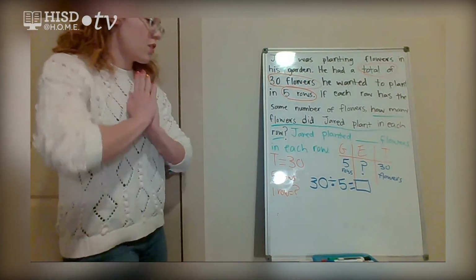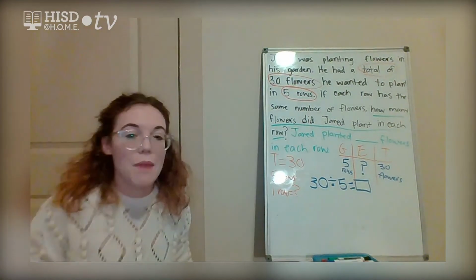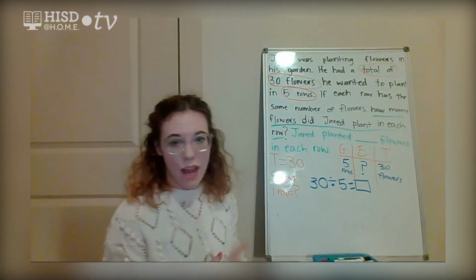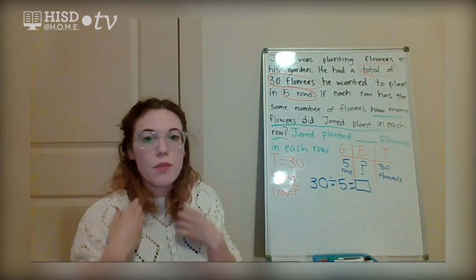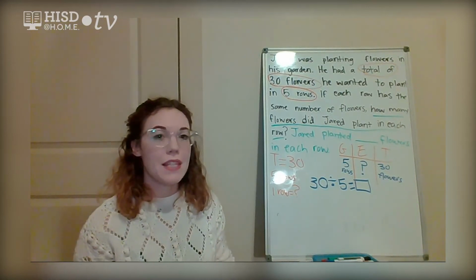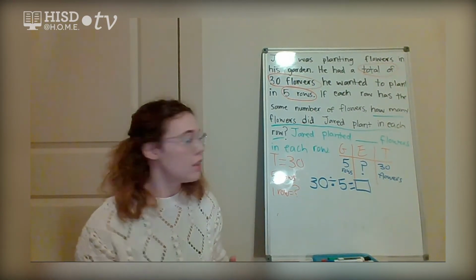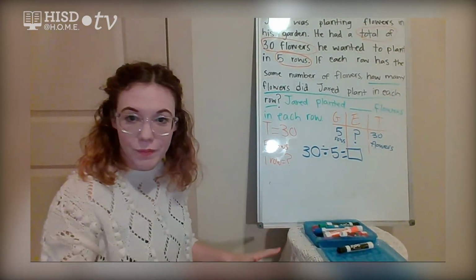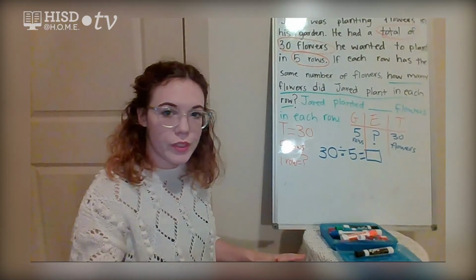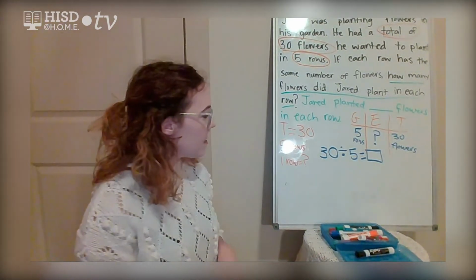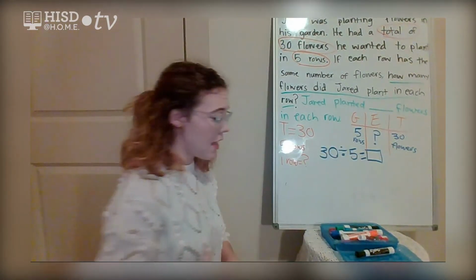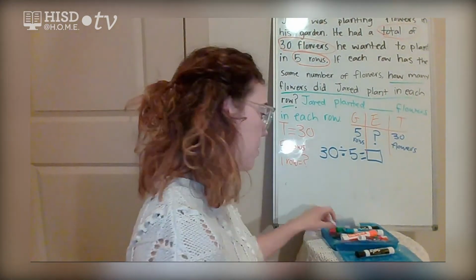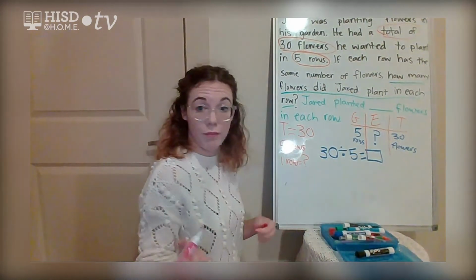All right, guys, so now let's look at this problem. I'm going to actually draw this out into picture form. What that's going to end up looking like is an array. I'm going to make 5 rows, like the problem says, with flowers and count up to 30 until I get to 30.